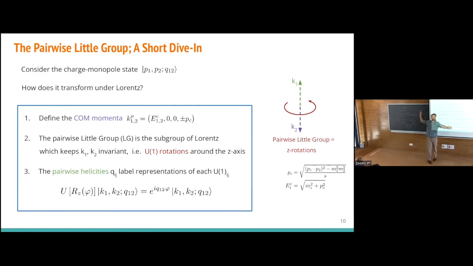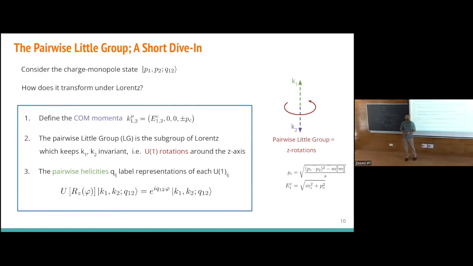So I have a multi-particle state with many different particles. For each pair of particles, I go momentarily to its center of mass frame with the two momenta aligned along the z-axis here. And now I ask myself, what is the subgroup of Lorentz transformations that leaves these two momenta back to back along the z intact? After thinking about it for a few minutes, you'll see that it's just rotations about the common axis.